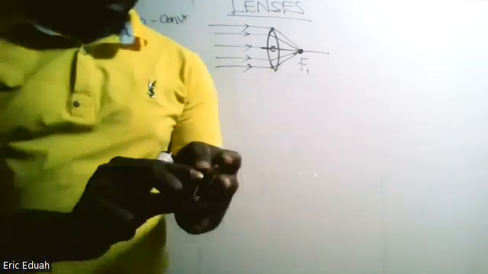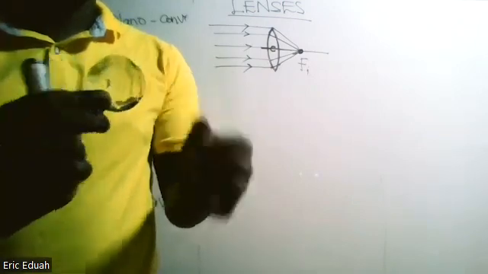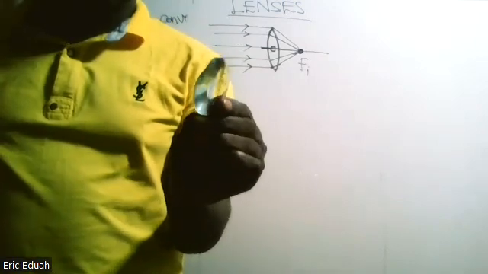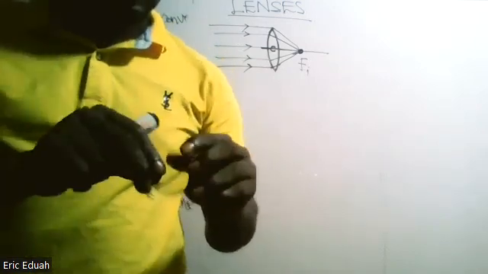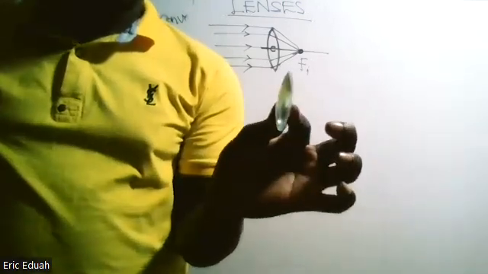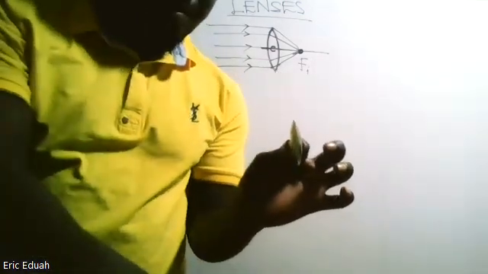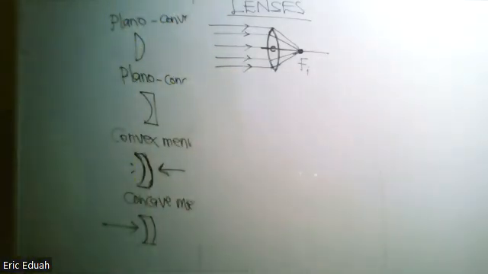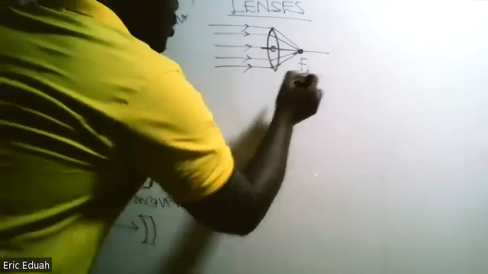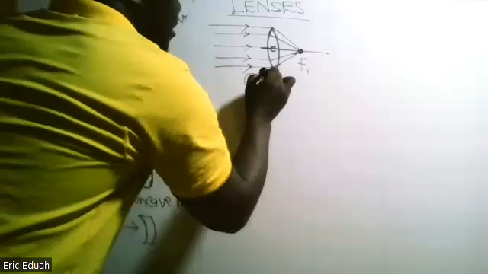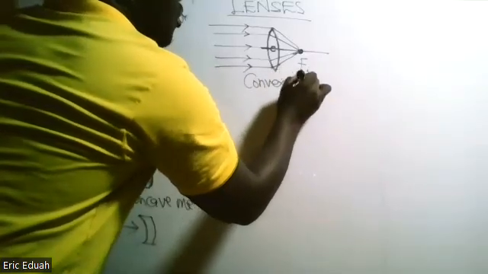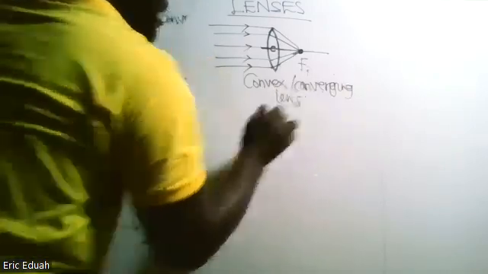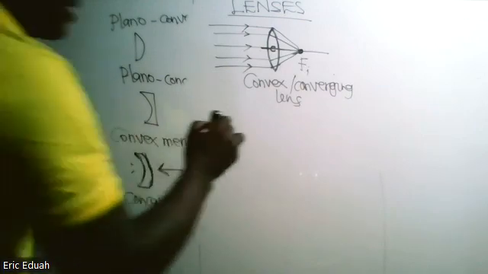What I have in my hand is an example of a biconvex lens. It is common in the lab. If you haven't seen a lens before, this is one. So that's why convex lenses are also converging lenses. Then let's look at its other counterpart, concave.